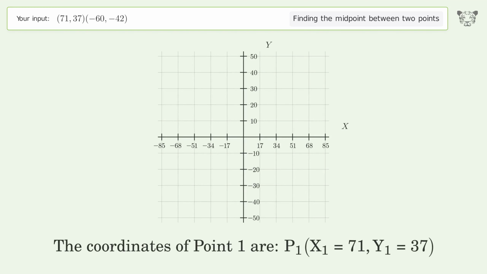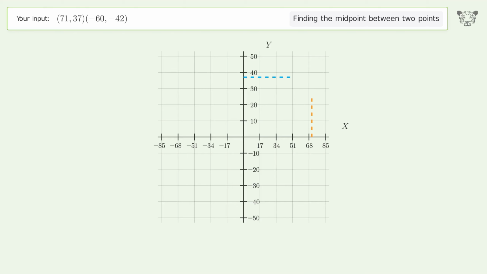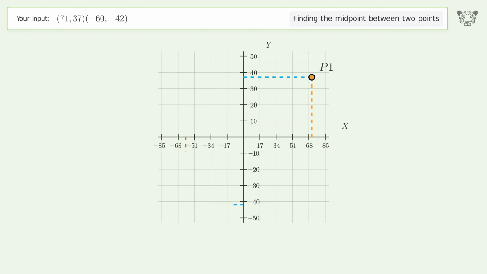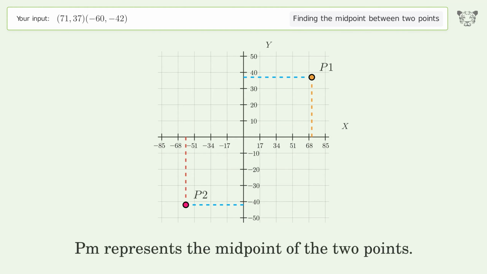The coordinates of point 1 are, x1 equals 71, y1 equals 37. The coordinates of point 2 are, x2 equals negative 60, y2 equals negative 42. PM represents the midpoint of the 2 points.